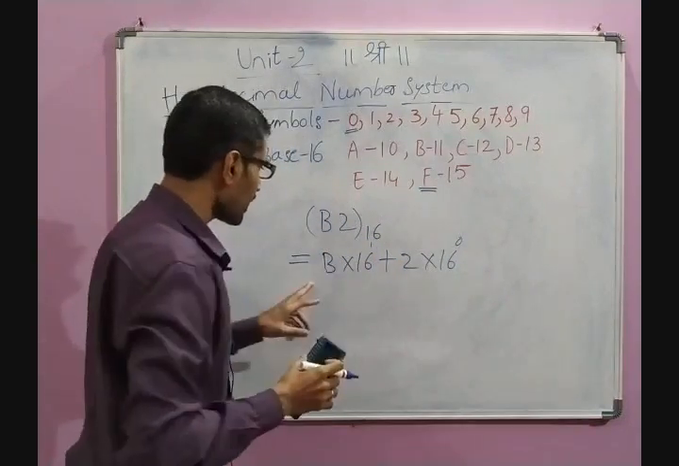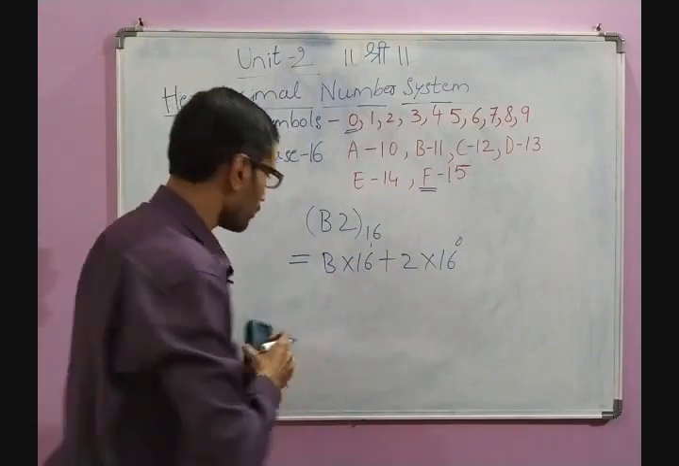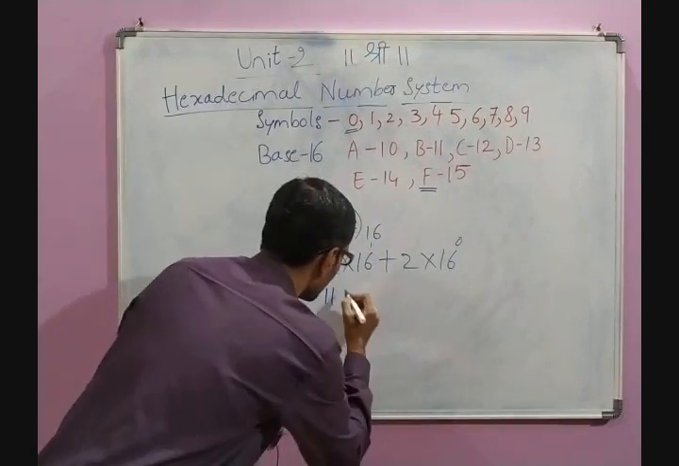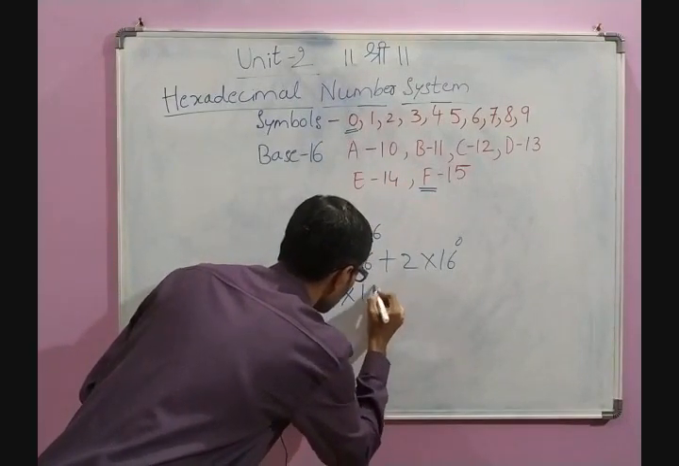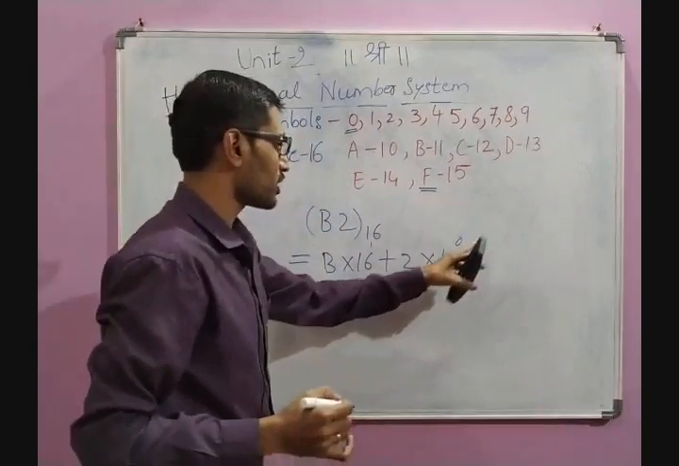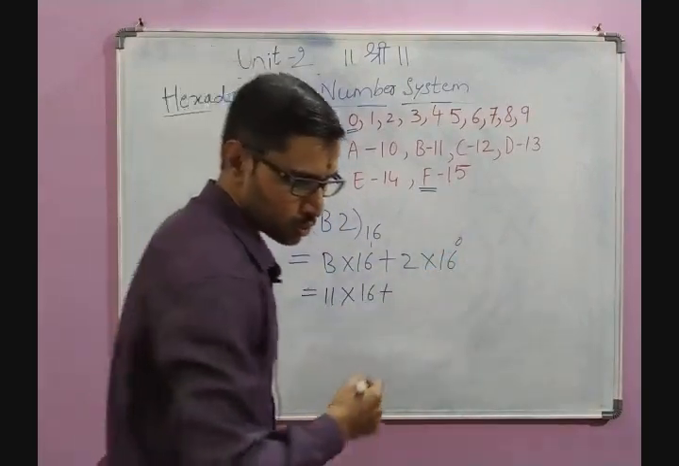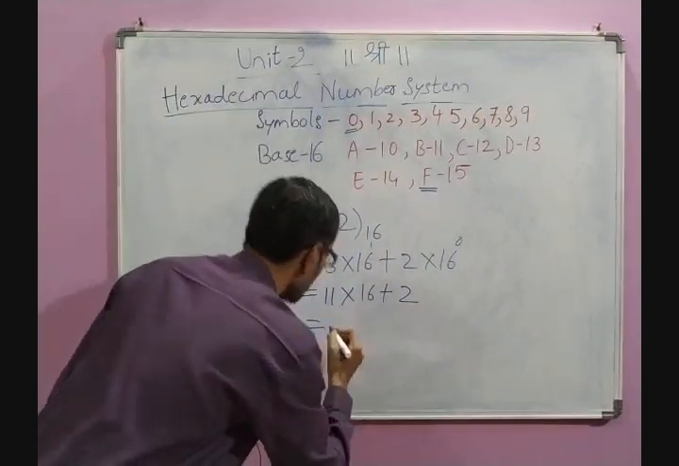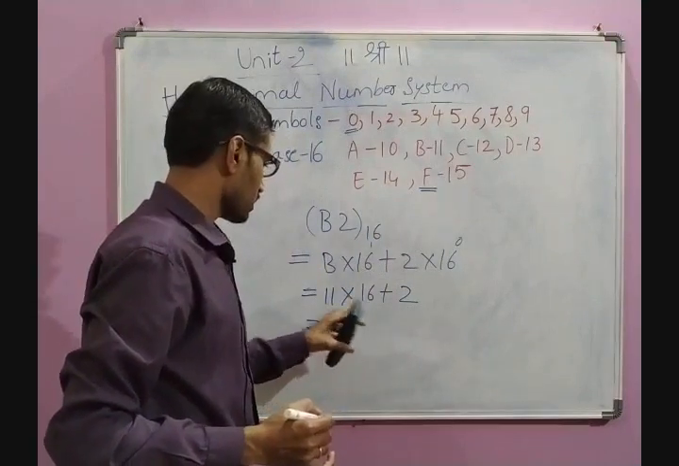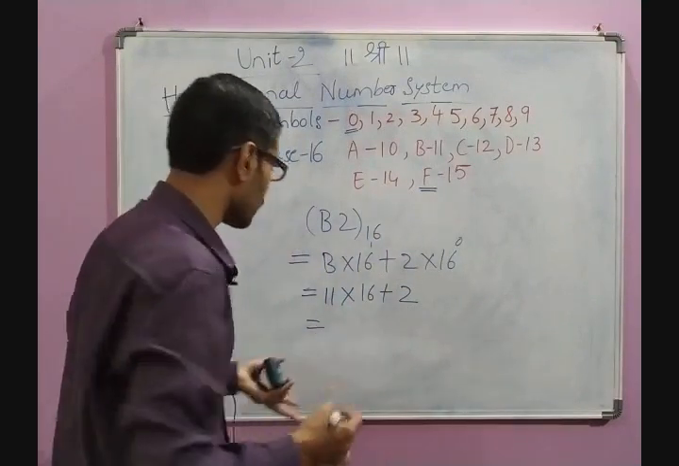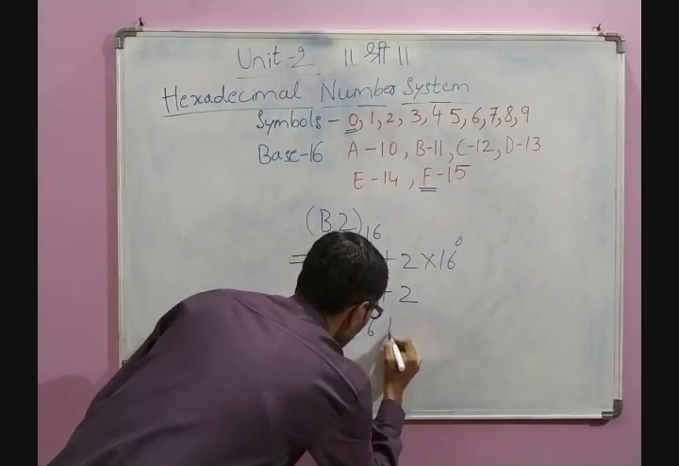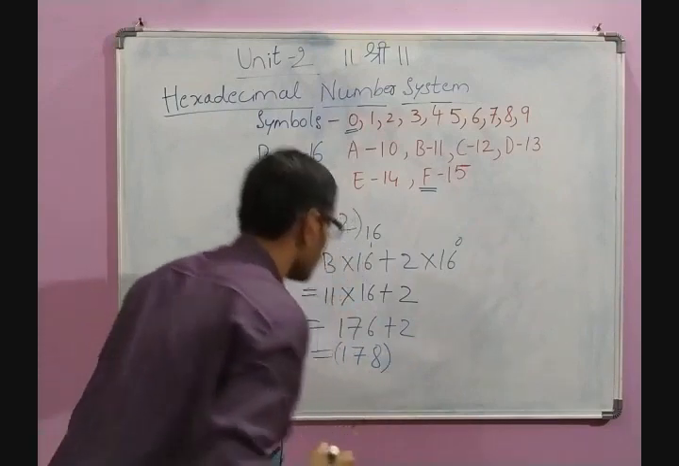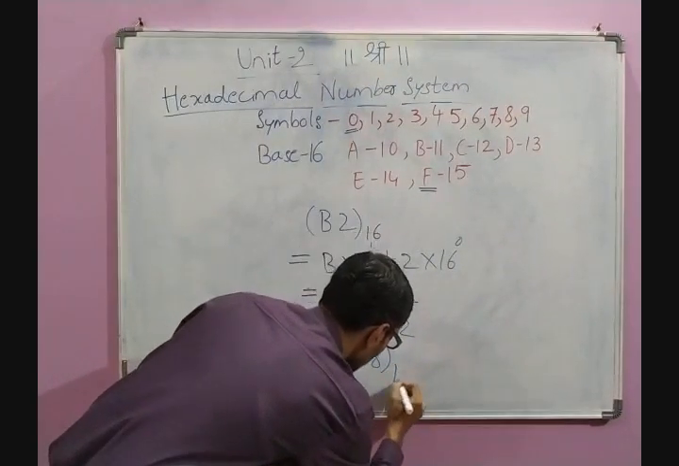So here I have B. What is the value of B? B is equivalent to 11. So 11 into 16 plus 16 raised to 0 is 1, into 2. So this will be 2. And now 16 into 11: 16 times 10 is 160, 160 plus 16 will be 176, plus 2. So this will be 178, equivalent to the base 10.